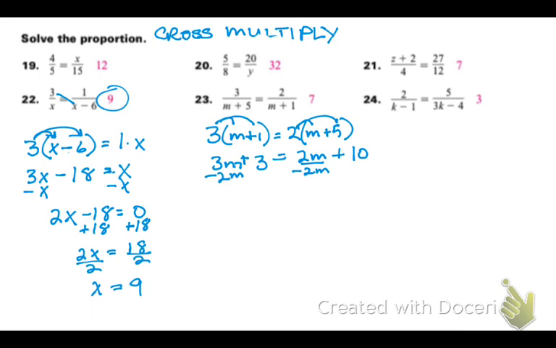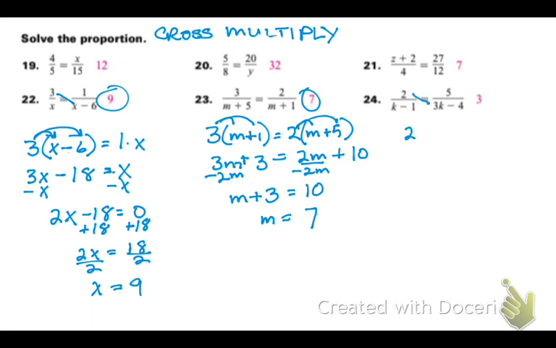Didn't mean to put that long line there. So 3m minus 2m is just m plus 3. 2m minus 2m is 0, so that goes away. 10. Subtract 3 from both sides. m is equal to 7. There we go. Finally. Okay, save the best for last.